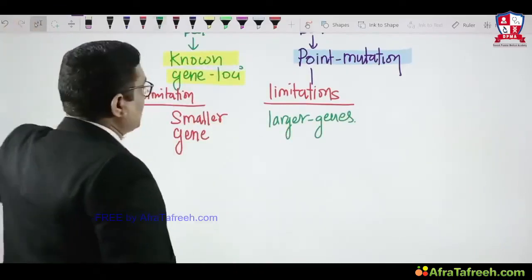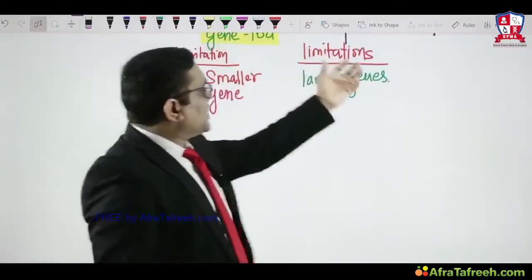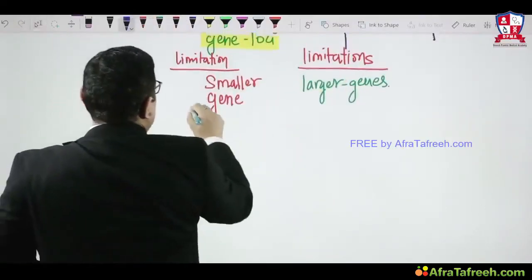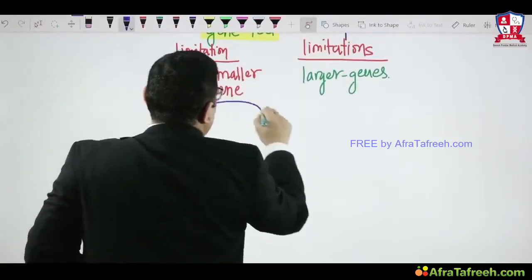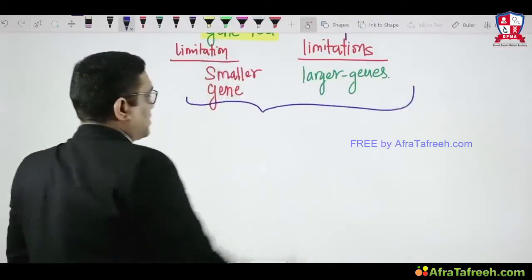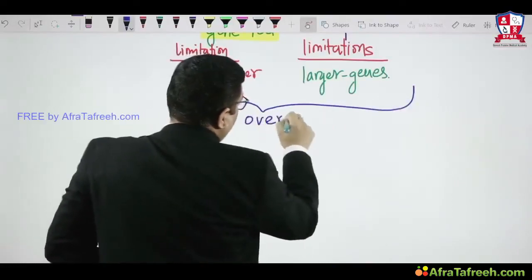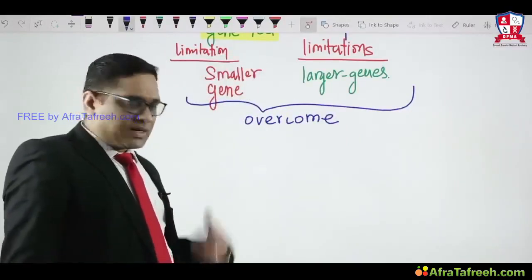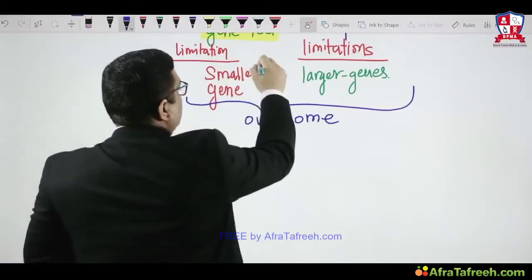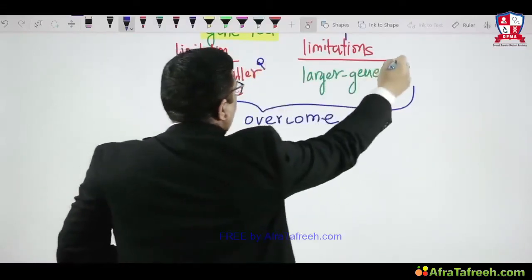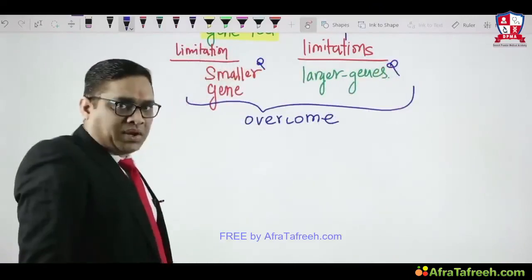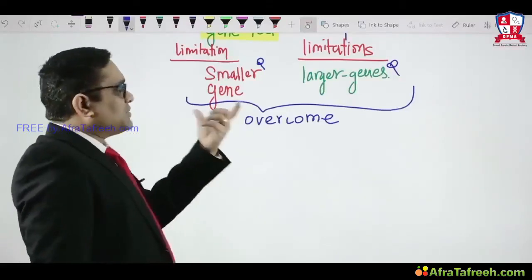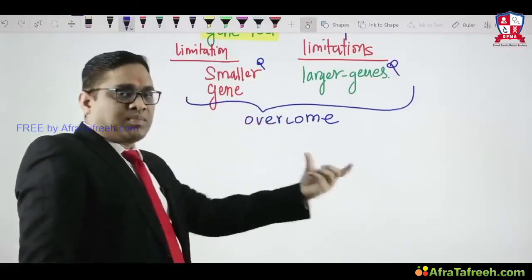Here I would like to tell you one important thing: how we can overcome the limitations of both FISH and PCR. See, what is the question now? What will the examiner ask in a future exam to overcome the limitation of FISH and PCR? How to overcome this limitation? Or the examiner can ask a question like this: what is the best method to detect both smaller and larger genes at one time, meaning simultaneously? Or the examiner can ask: which is the best method to overcome the limitations of FISH and PCR, right?